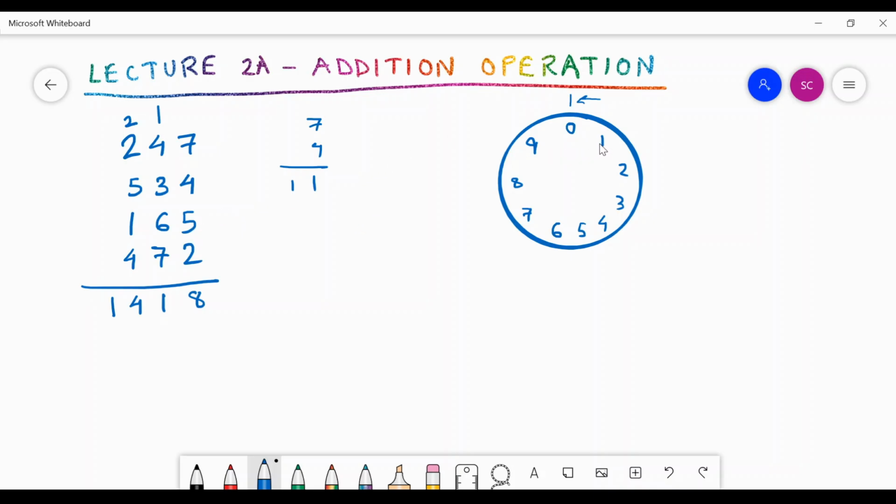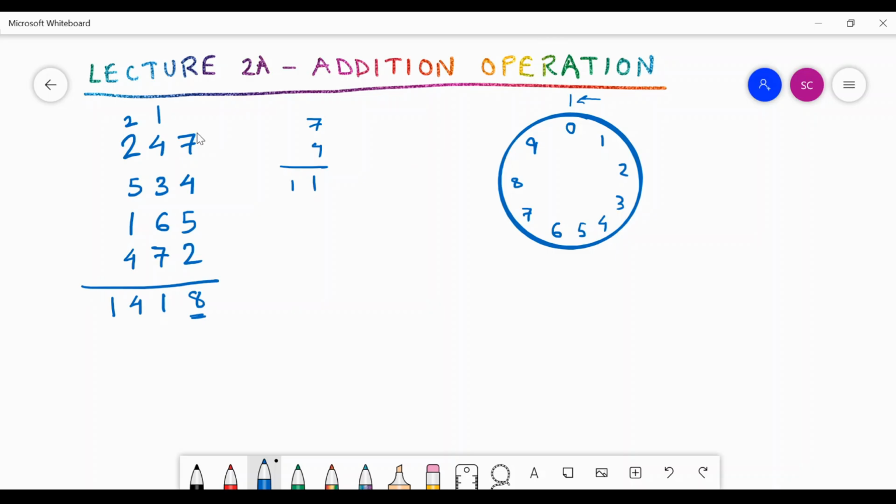So after reaching here, we have to further add 5 units ahead. 1, 2, 3, 4, 5, we reach here. Then 2: 1, 2, we reach here. 8. You see the 8 is coming here. How many times we have crossed this clock, the 0 position, the starting position? Only once we have crossed during this entire process. So this 1 comes here.